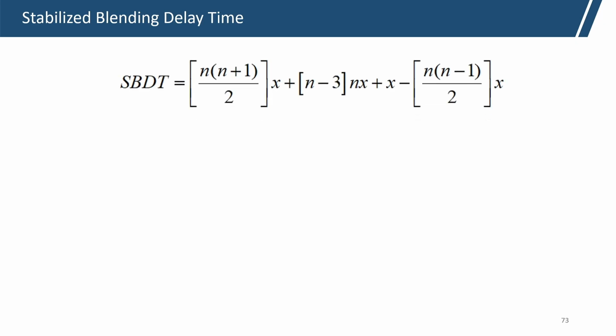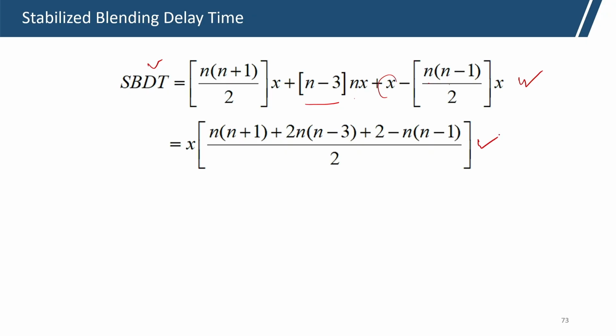So, the total overall generalized formula for blending delay time is this one, the final. This is the blending delay time in terms of n and x: n multiplied by n plus 1 by 2 multiplied by x, plus n minus 3 into n minus x plus x, minus n multiplied by n minus 1 by 2 multiplied by x. This is the generalized standard blending delay time, which is actually used to calculate the standardized blending delay time.